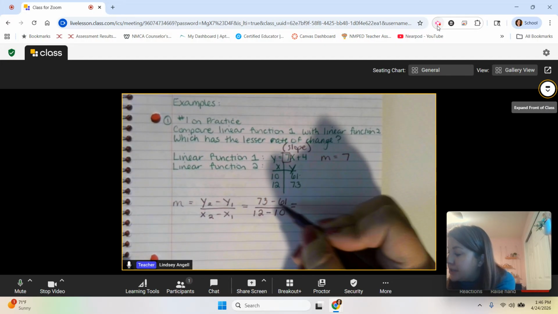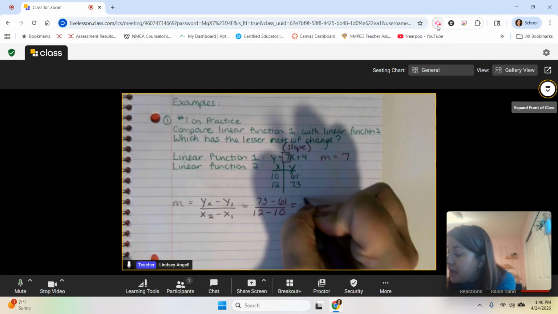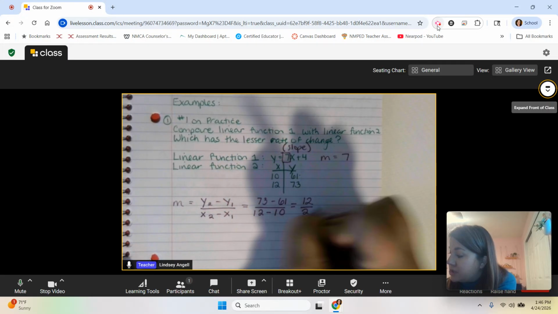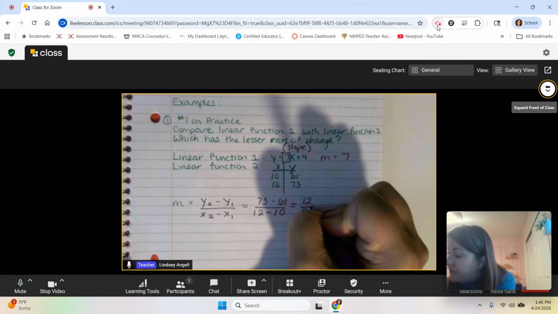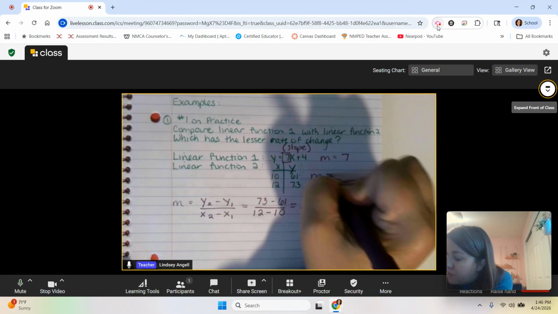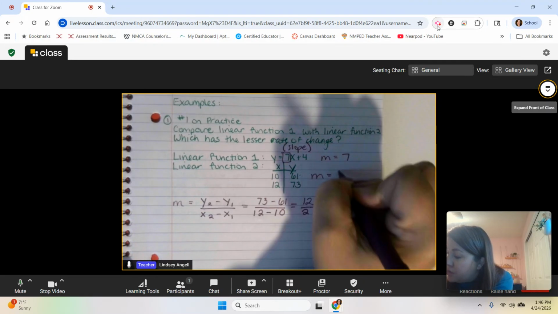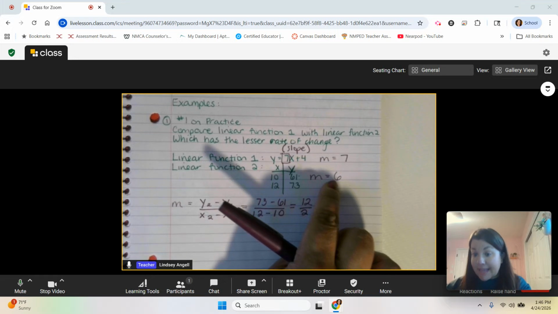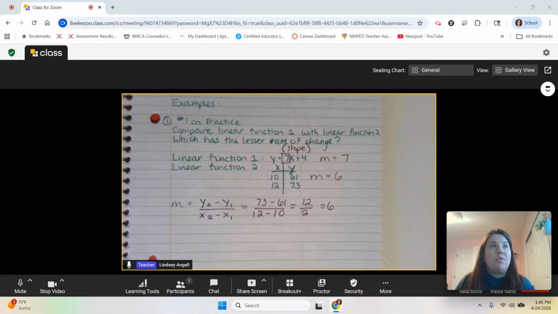Okay, well, let's see here. 73 minus 61, I believe, is 12. 12 minus 10 is 2. 12 divided by 2 is 6. So the slope for linear function 2 is 6. So in this case, linear function 2 has a lesser rate of change. Okay? So it's less steep. That's another way that you could think of that.